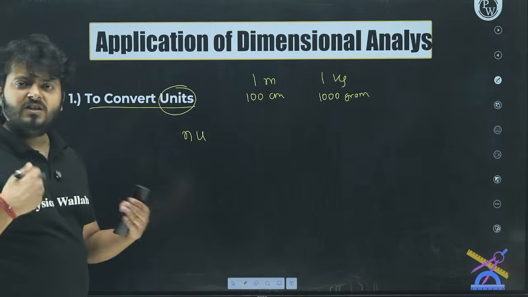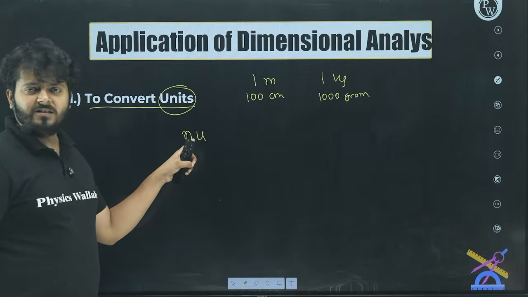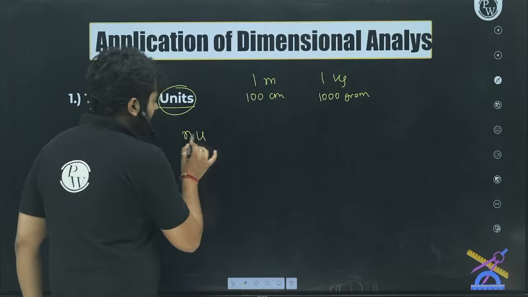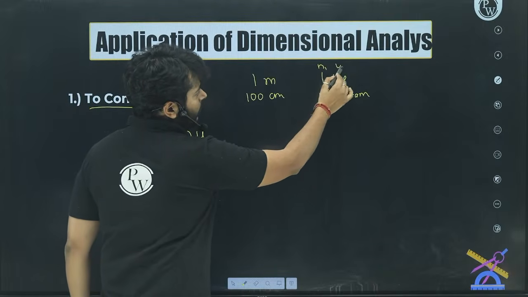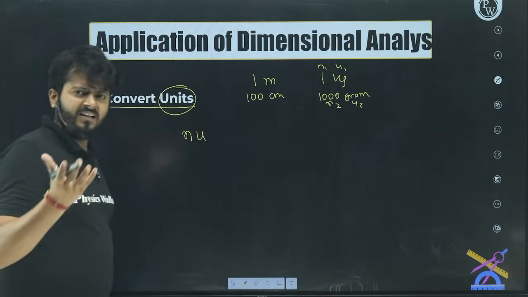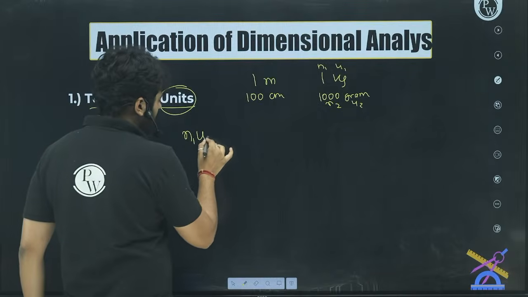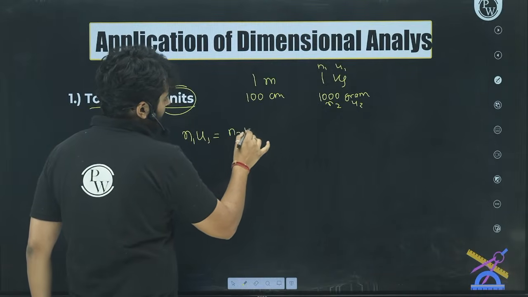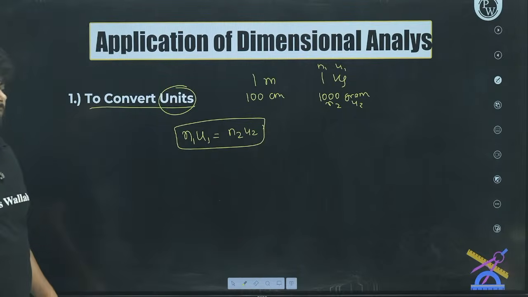So if you only change the unit, then the numerical value changes in such a way that the product stays the same. Here we have n1 and u1, here we have n2 and u2. n1 u1 and n2 u2 are representing the same thing. So if you are only converting the units, that means n1 u1 and n2 u2 should always be the same. This is the concept.